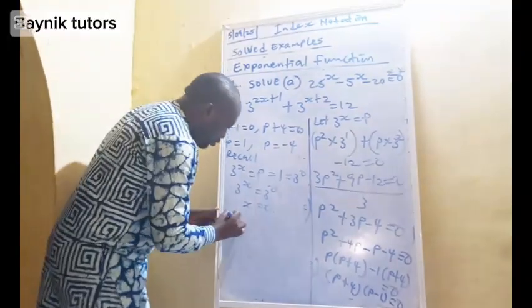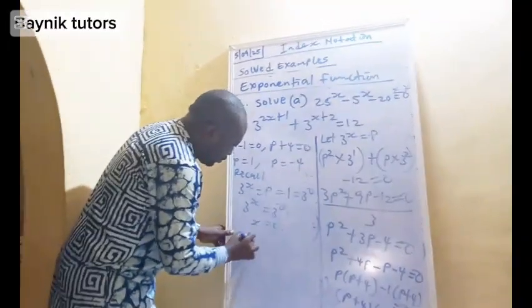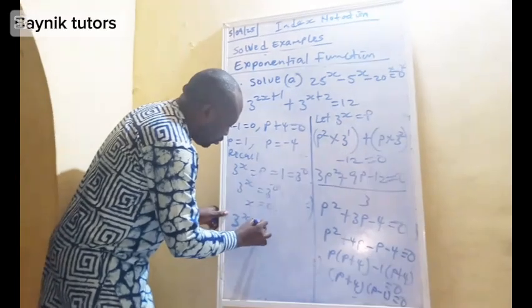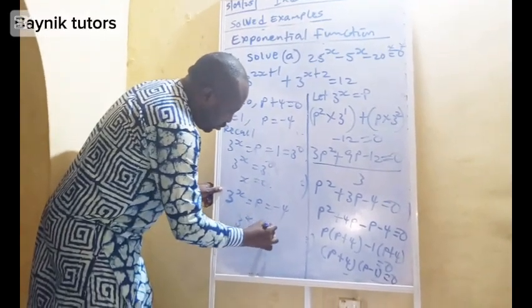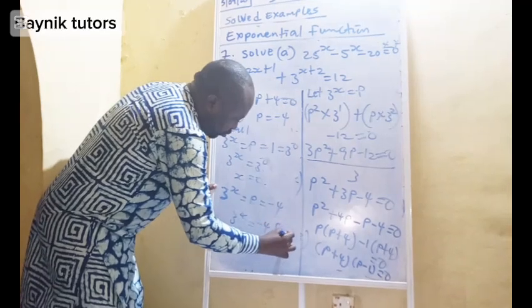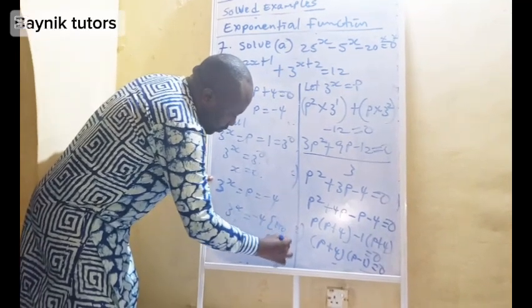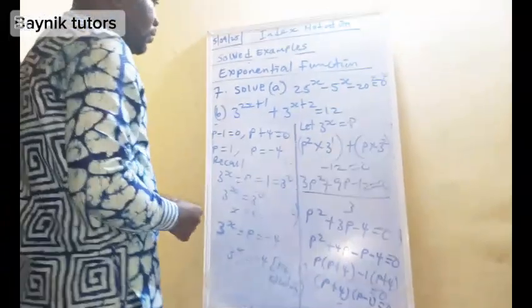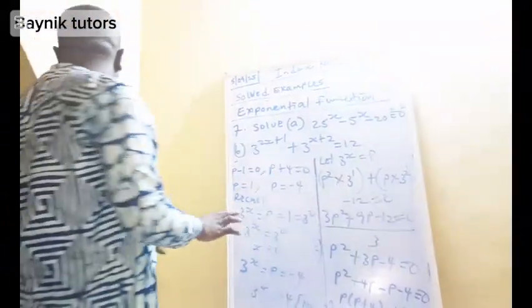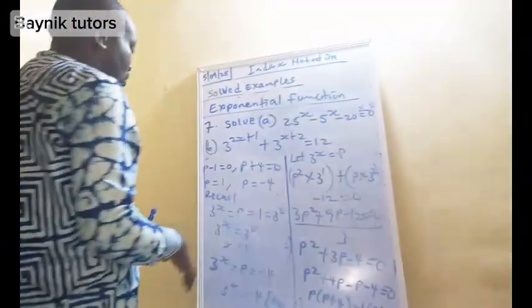So here's 3 raised power x, which is equal to p, is equal to minus 4. 3 raised power x is equal to minus 4. Refer to this as no solution. So that is that. Those are some of the things you all need to take note of there.